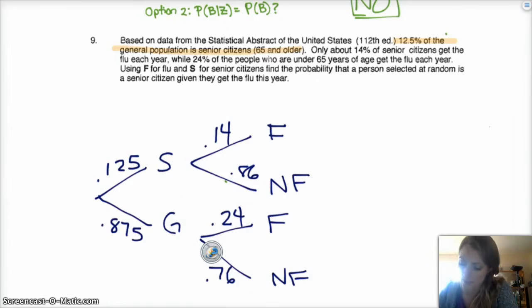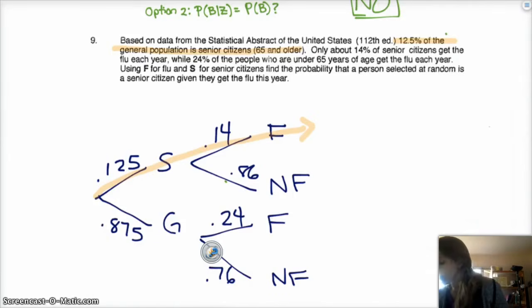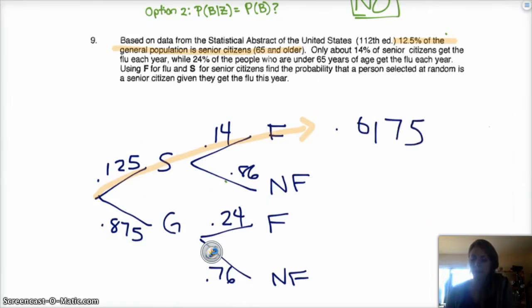So we can find the probability. Like this top trail, S and then F, if I multiply those all together, then I get the probability of a senior citizen getting the flu. So that's 0.125 times 0.14, and that is 0.0175. Then the second route, I have a senior citizen not getting the flu, then the general public getting the flu, and then the general public not getting the flu. For any of those probabilities, I just multiply them together.